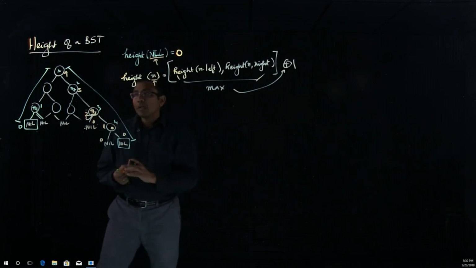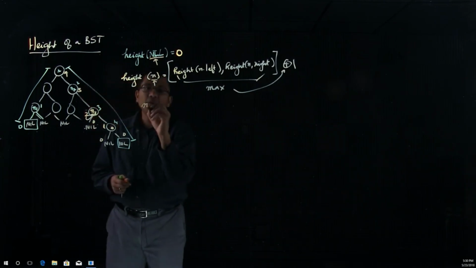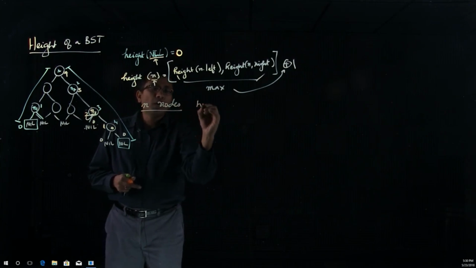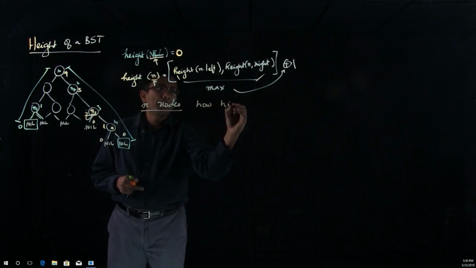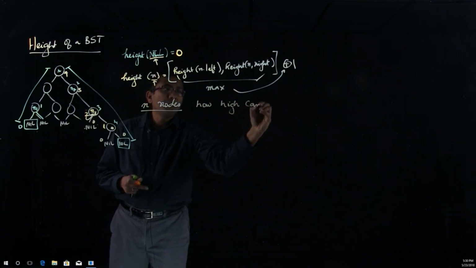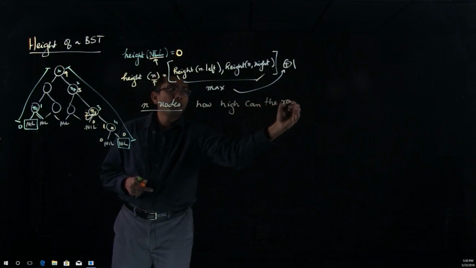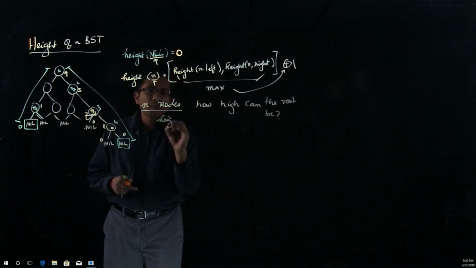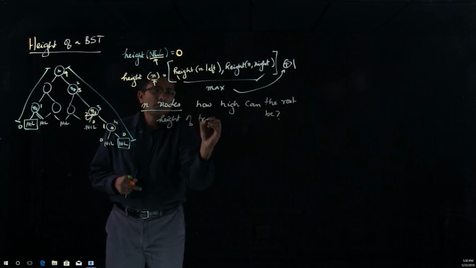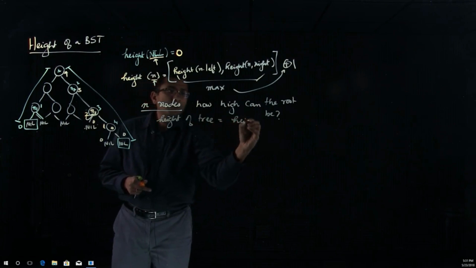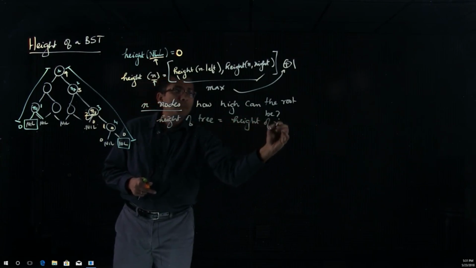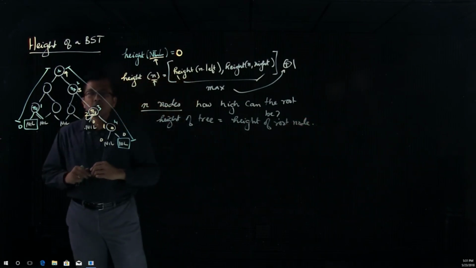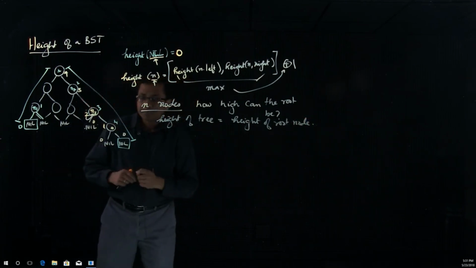All right. So if a binary search tree has n nodes, how high can the root be? And that is defined as the height of the tree. So the height of the tree is simply the height of the root node. So what's the height of a binary search tree?